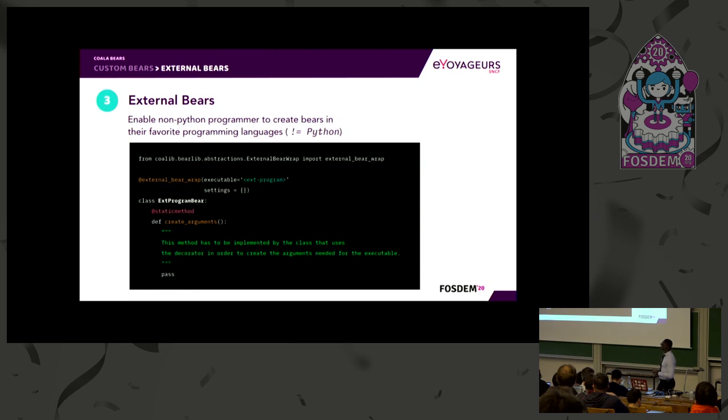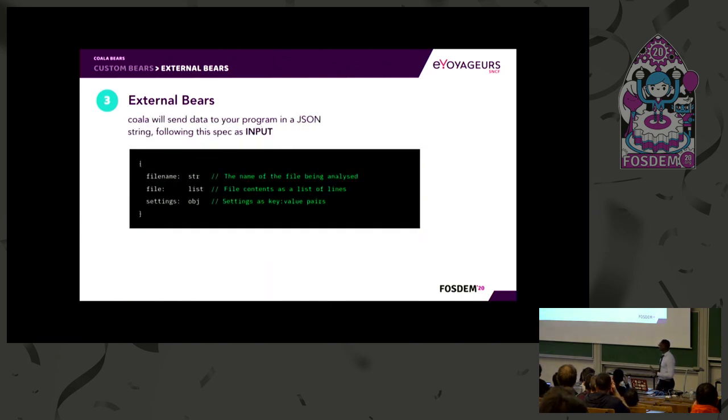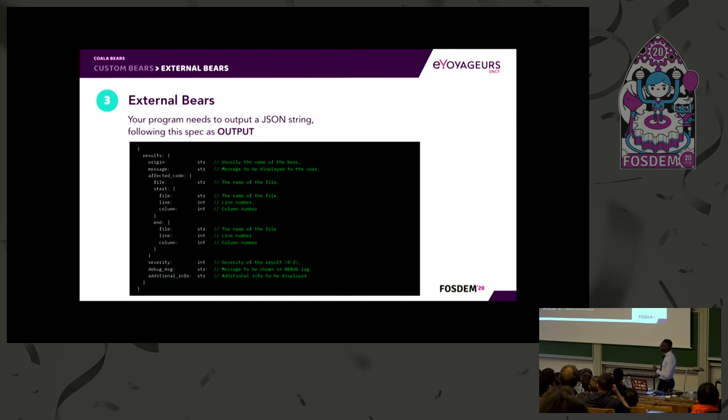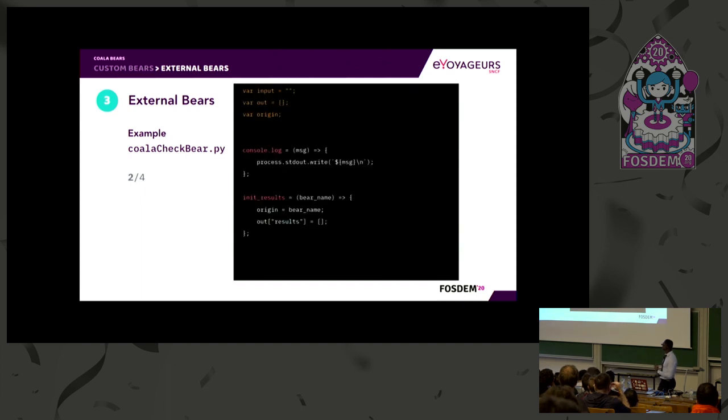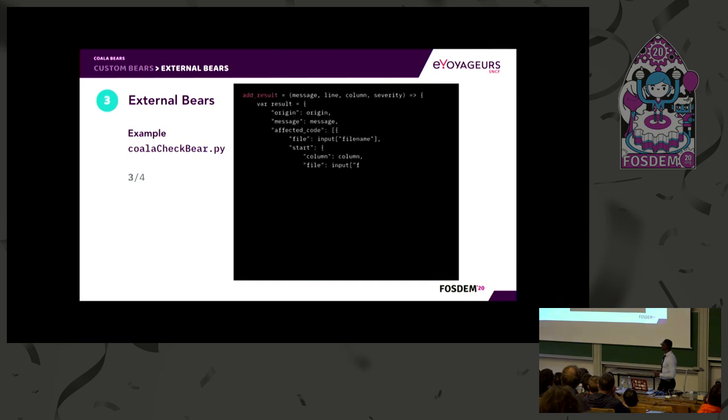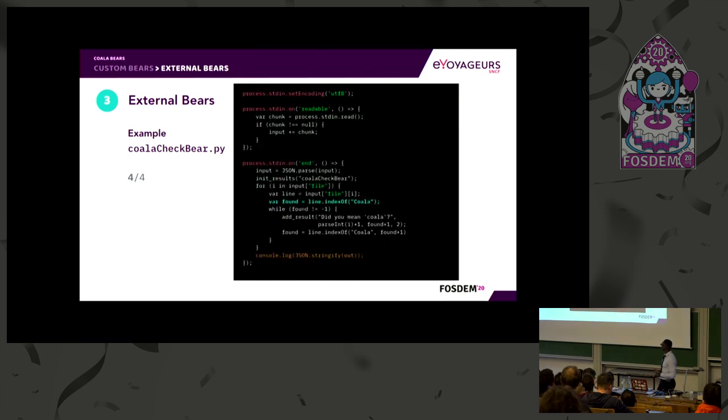External bills are also wrapping your tool, but written in any language. Coala will provide you some data in JSON, and as a rule, you have to produce a result which will be analyzed or used by Coala. That's an example. I create a bear. I wrap my tool, which uses Node, I create my script in Node.js. And after that, with my add result, I produce the JSON wanted for my tool to be considered as a bear. Like this. I should use console log to output it as JSON.